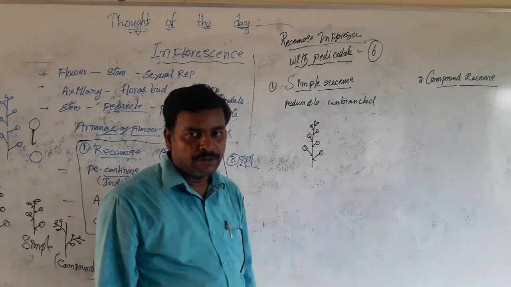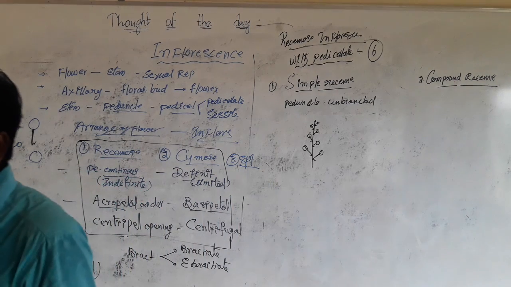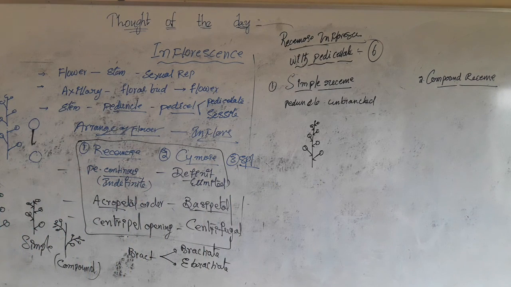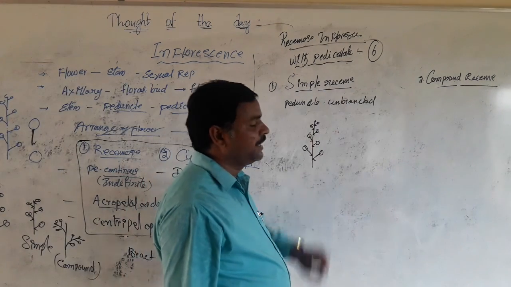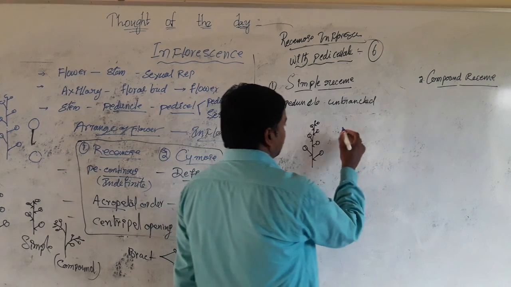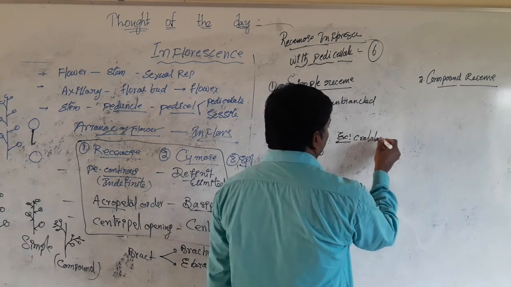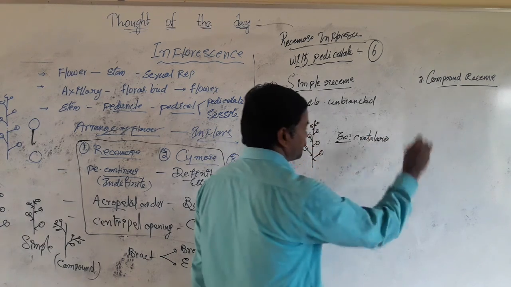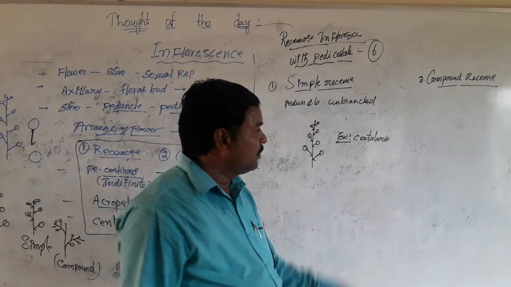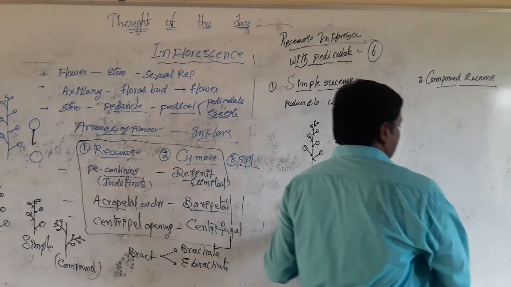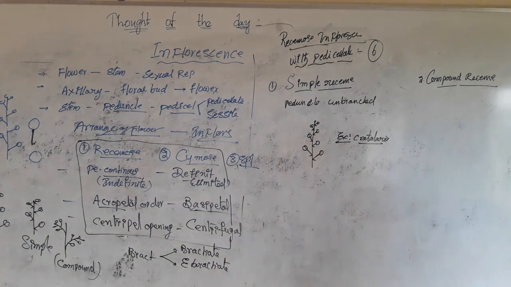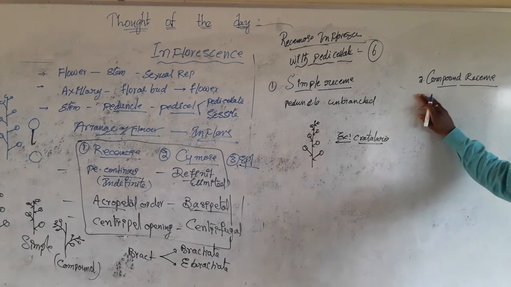So, the peduncle is unbranched, and many bracteate and pedicellate flowers are arranged in acropetal order. This is called simple raceme. An example of this simple raceme is Crotalaria. Crotalaria is one of the best examples. Okay. Now coming to the second one.